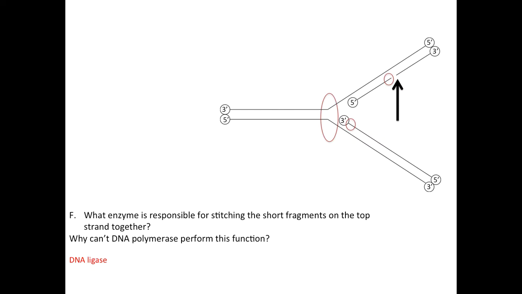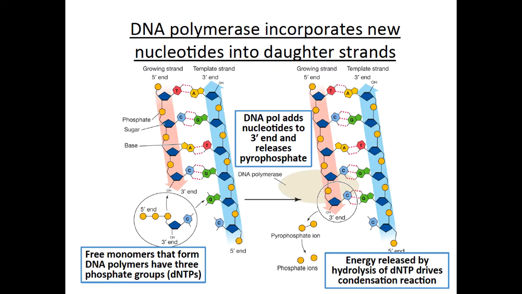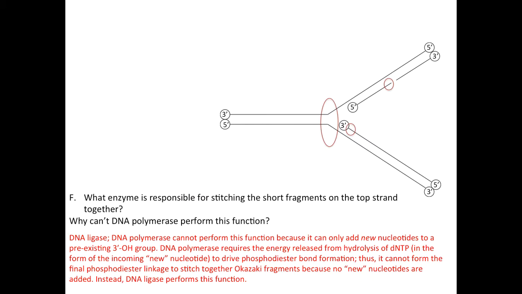Why can't DNA polymerase perform this function? Remember, DNA polymerase can only add new nucleotides to a pre-existing 3' OH group. DNA polymerase requires the energy released from hydrolysis of dNTPs in the form of the incoming new nucleotides to drive phosphodiester bond formation. So DNA polymerase cannot form the final phosphodiester linkage to stitch together Okazaki fragments because no new nucleotides are added. Instead, DNA ligase performs this function.